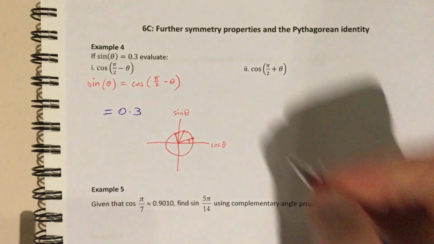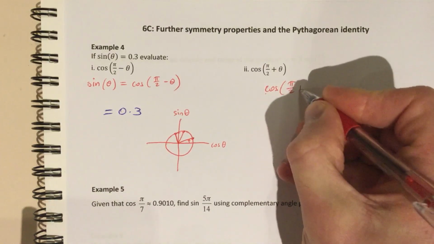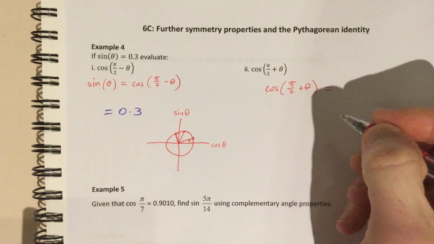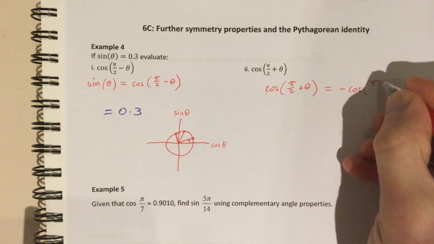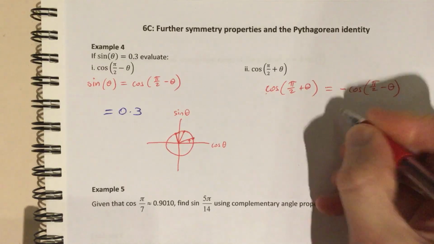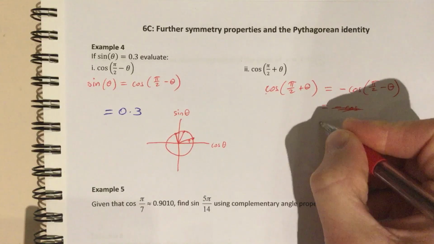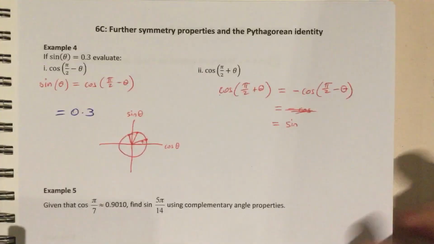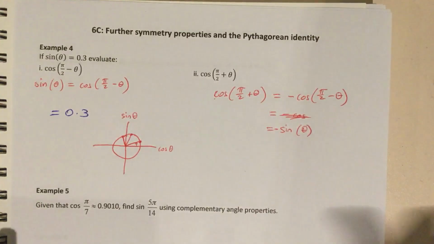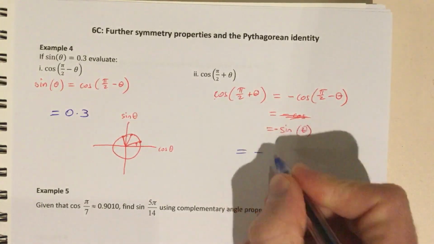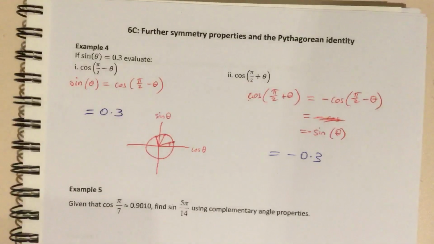In other words, if you want it as a rule, cos of pi on 2 plus theta will actually equal negative cos of pi on 2 minus theta, which is negative sine theta. Get the negative in there. So the answer, after all that, is just negative 0.3, because we knew that sine theta was 0.3.